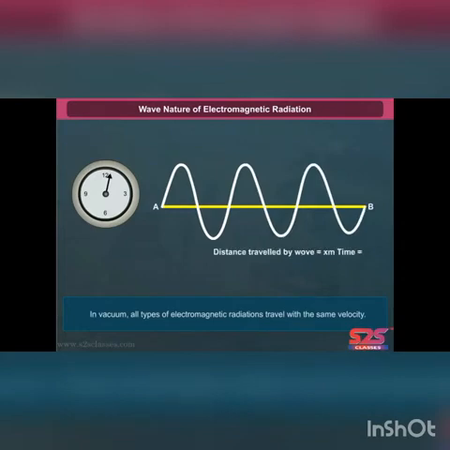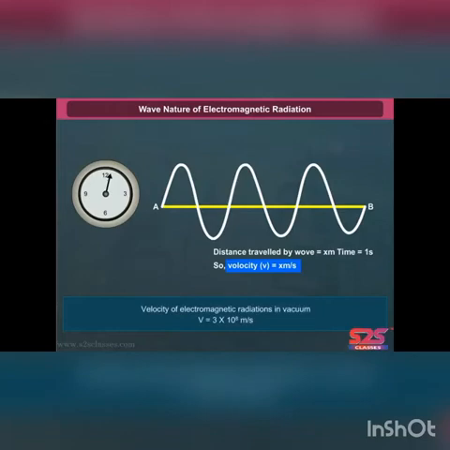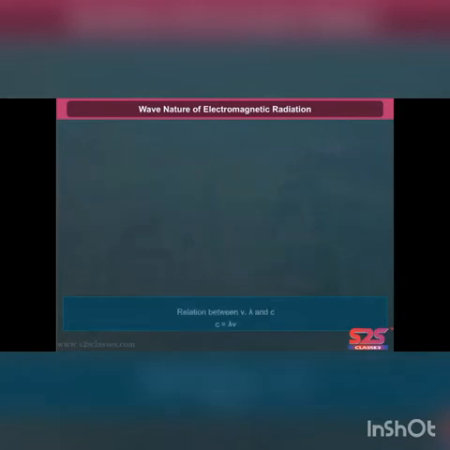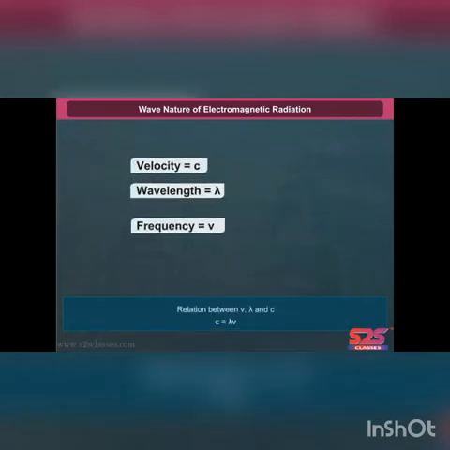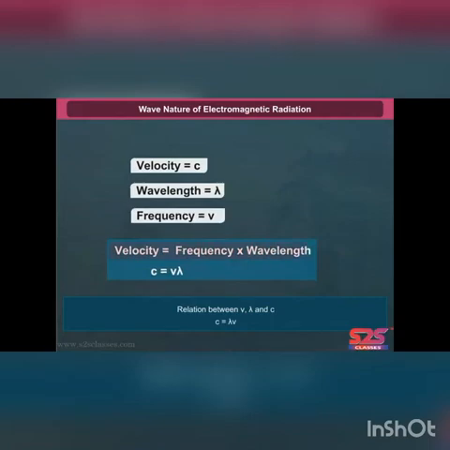In vacuum, all types of electromagnetic radiations travel with the same velocity. Its value is 3 times 10 raised to the power 8 meters per second. It is denoted by c. The frequency, wavelength and velocity of light are related by the given equation. Wave number is defined as the number of wavelengths per unit length.